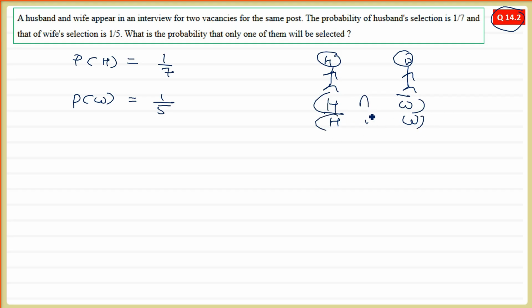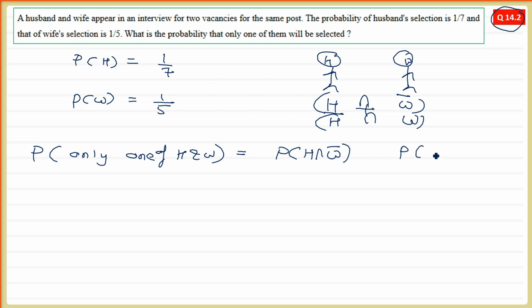So H intersection W bar and H bar intersection W, these two different probabilities have to be added. The probability that only one of them will be selected, that is, one of husband or wife, equals the probability of the husband being selected and the wife not being selected, or the husband not being selected and the wife getting selected. These are independent events, so let's do P(H) multiplied by P(W bar) for the first one, and for the second one P(H bar) multiplied by P(W).